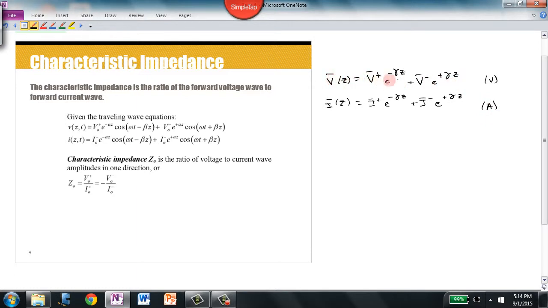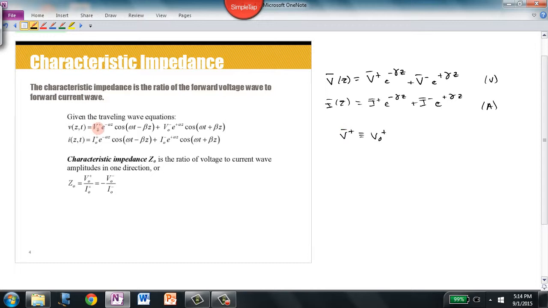This really is a voltage. This really is a description of current. Over here, I've written these out as the traveling wave equations in the time-dependent form. The only difference here is that V bar plus in this equation has been written as V0 plus.